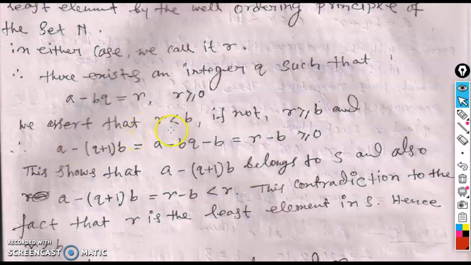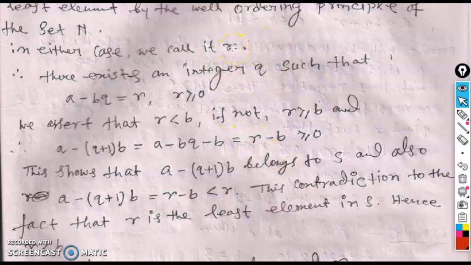Then we assert that r is less than b. We assumed that, but it may not be true. If not, r is greater than or equal to b, and in that case a minus (q plus 1) times b, that is a minus bq minus b, which is r minus b, should be greater than or equal to 0. If it is, that represents that r minus b should be an element of the set S.